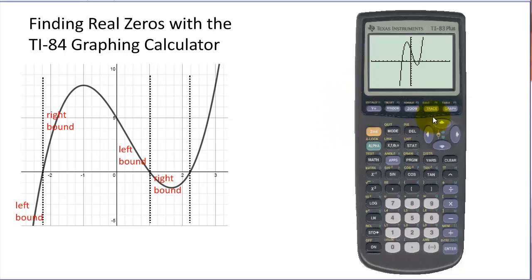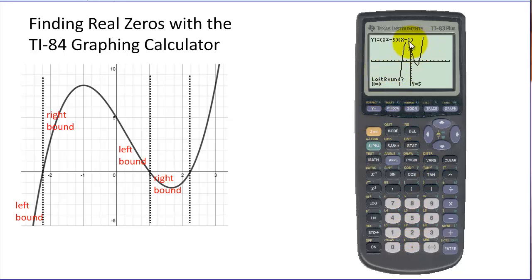Now to find the zeros, we're going to use this calc option on the graphing calculator. So to get to that, we have to press, since it's in yellow, the second key. So second, calc, and the option here is zero. Now remember that zero is the same as x-intercept. So if you had a problem that said find the x-intercepts of this function, we could use this.